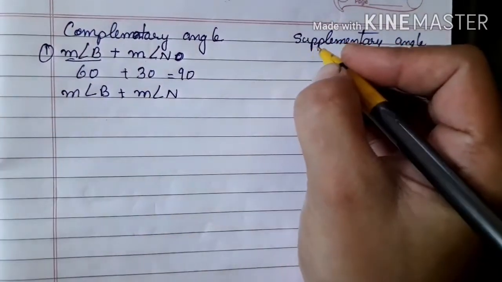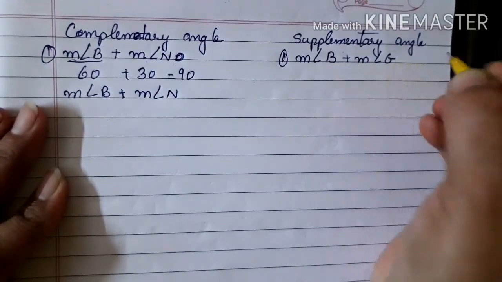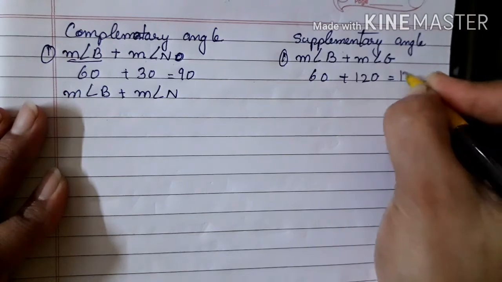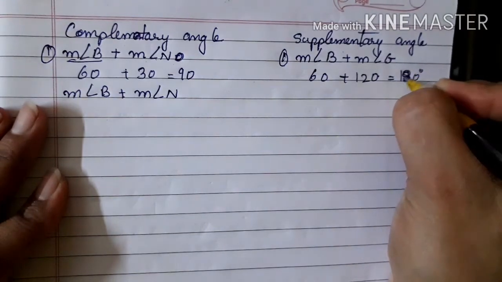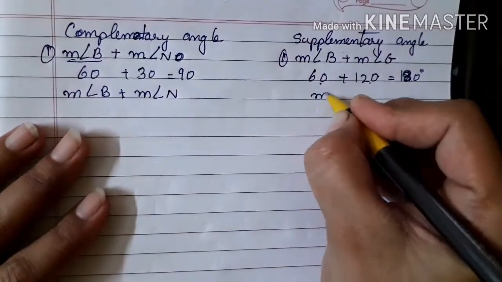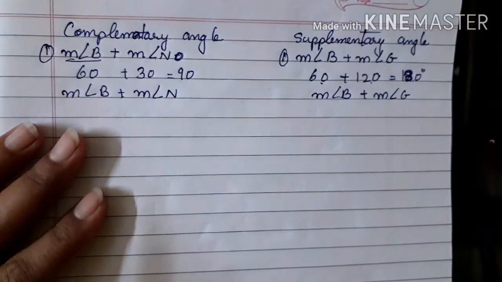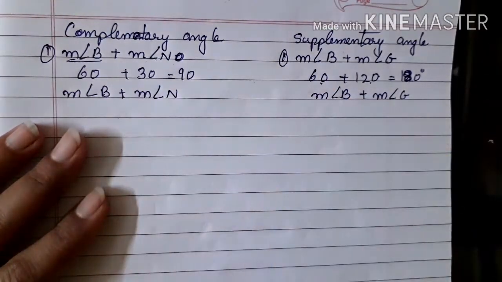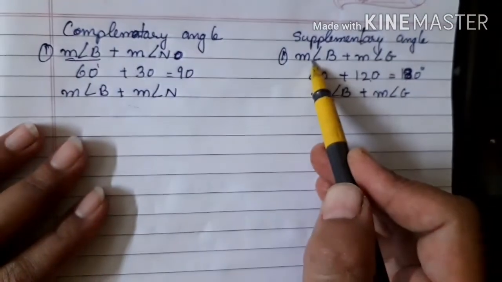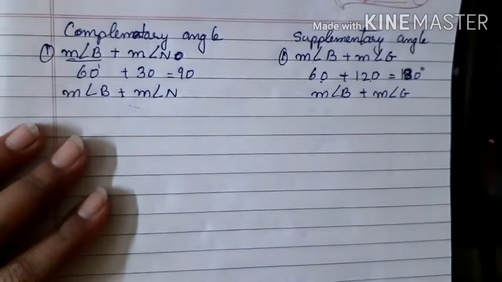Supplementary angle, for supplementary angle, if we combine measure of angle B plus measure of angle G, that is 60 plus 120, we have to just add and see, 180. We have to just add and see whether it's giving 90 or 180, and according to that you all have to divide those equally into complementary and supplementary angles. This was easy. You all can do it on your own. In this way you all have to find the pairs. You all have to make the pairs from the given angles and then separate them, divide them into two and write them in the complementary angle and supplementary angle each.